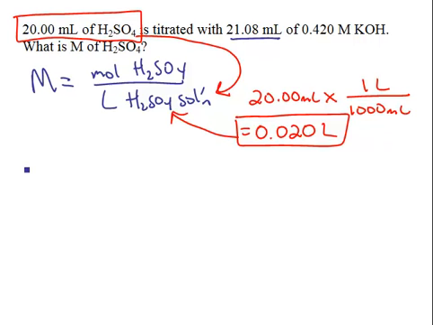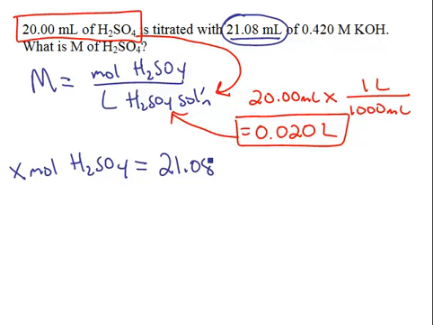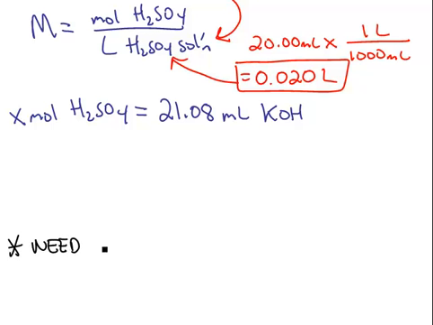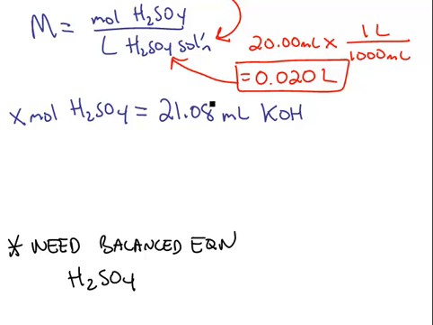The second part we want is the numerator. We want to figure out how many moles of sulfuric acid, and you always set it equal to the volume of the other chemical in the titration, 21.08 milliliters of potassium hydroxide. Eventually what we need is the balanced chemical equation, because that is part of our conversion factor. So before we keep going with that conversion, let's figure out the balanced chemical equation.